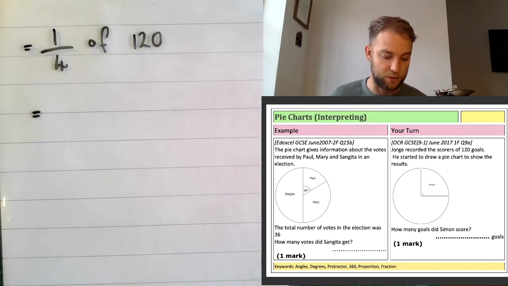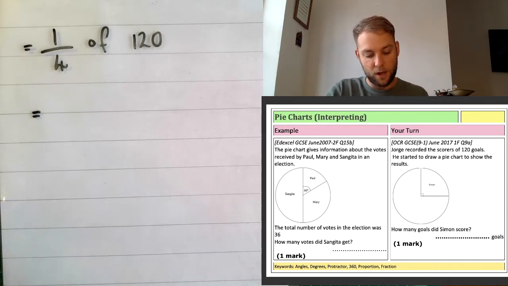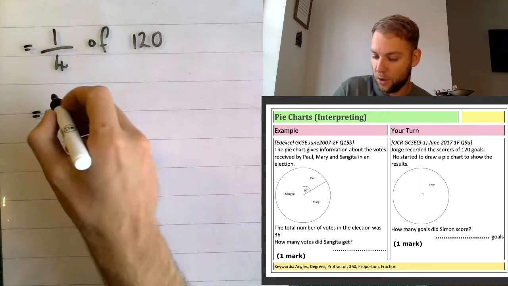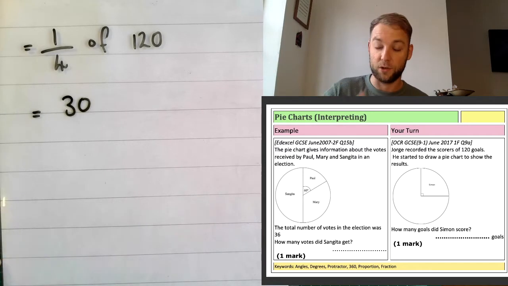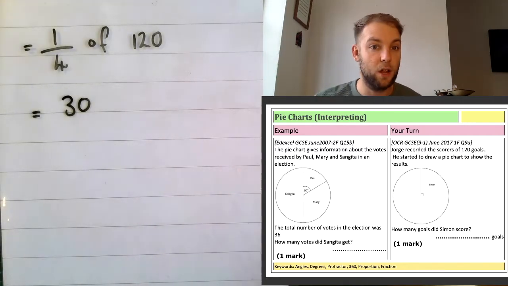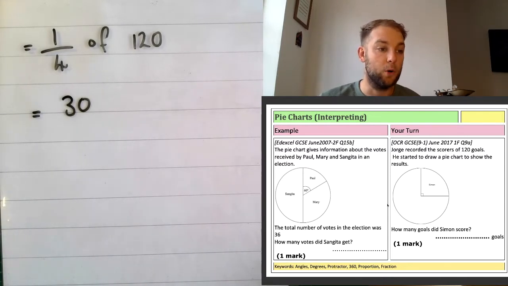How many times does 4 go into 120? Well, how many times does 4 go into 12? 4, 8, 12, so 3 times, in which case this is going to be equal to 30. 4 goes into 12 3 times, goes into 120 30 times. Both 1 marks there, so quite a small amount of marks, but that's because they're easy proportions, if that makes sense.